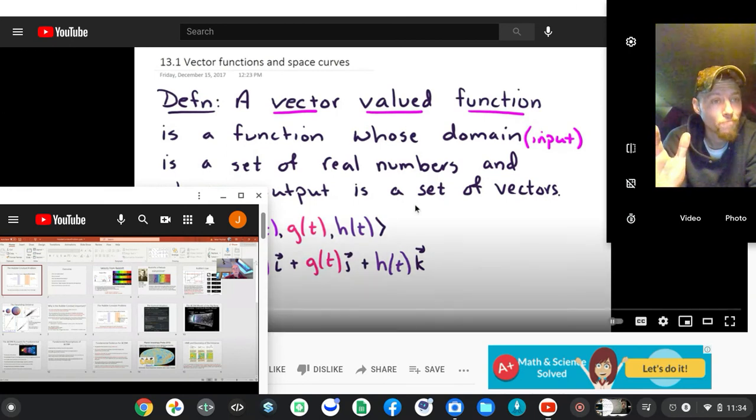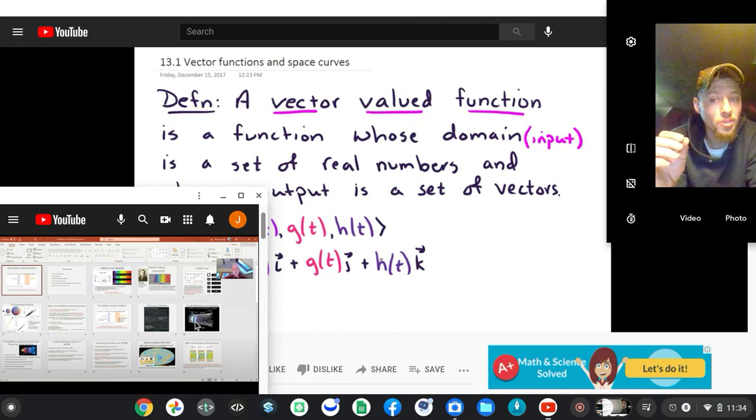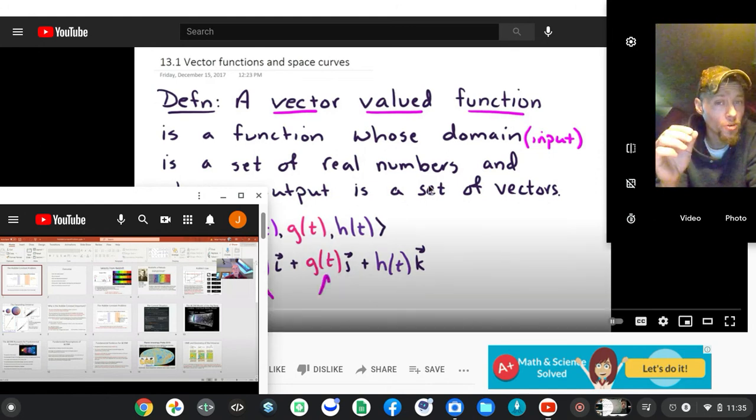On the right-hand side, because we have a vector, we can write that with angle bracket vector notation or the ijk notation. These pieces here, these little functions, f of t, g of t, and h of t, are called component functions.